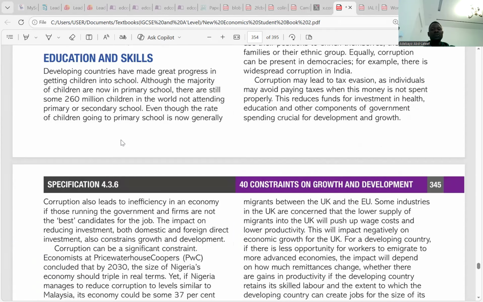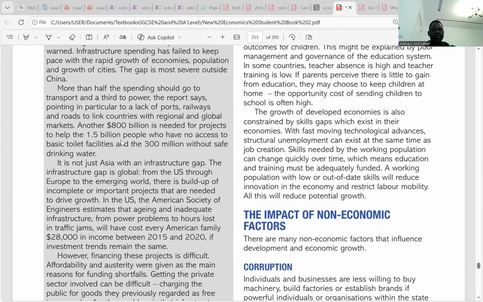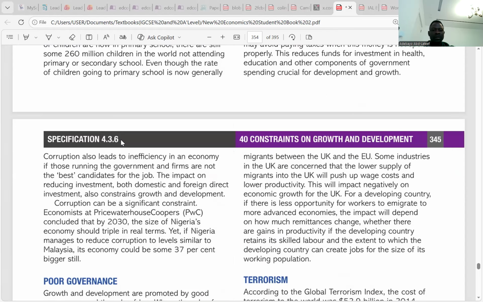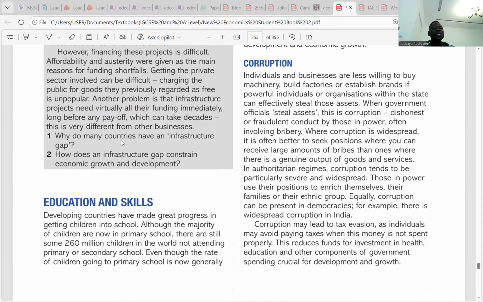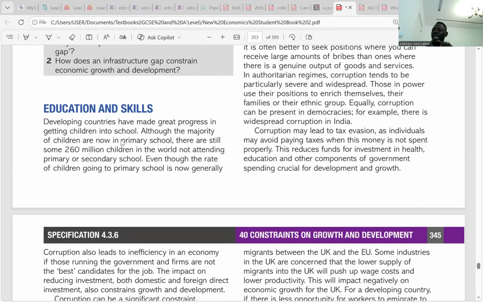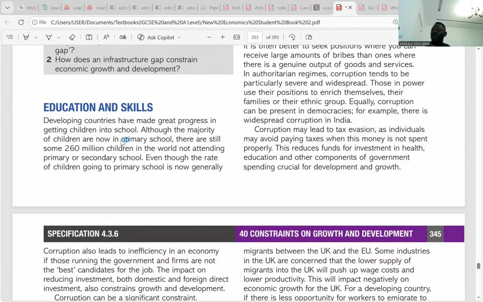Now, education and skills. I think that's the last factor. No, there are more. No, the impact of non-economic factors. So the last one is education and skills. So the last factor that could hinder the growth and development of an economy is education and skill.